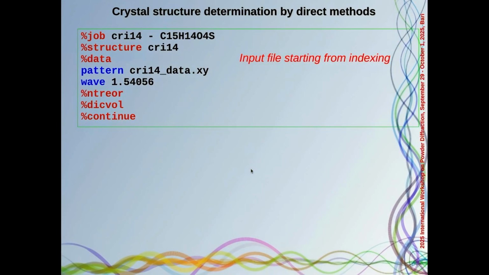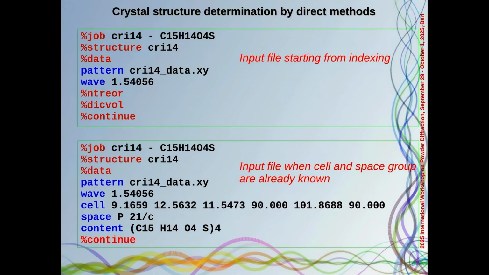So we have seen, just as a reminder, this is the input file that you have to use if you want to perform the structure solution starting from the indexing. But if the cell parameters and the space group have already been determined, you have to write the cell parameters and the space group using the directives cell and space.